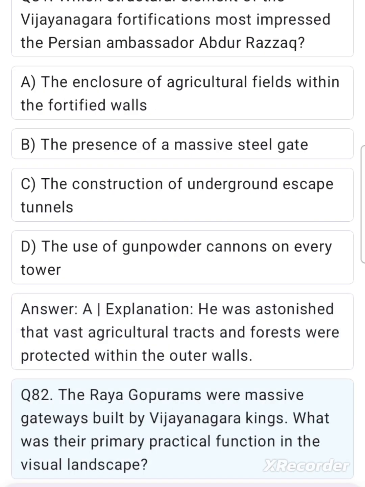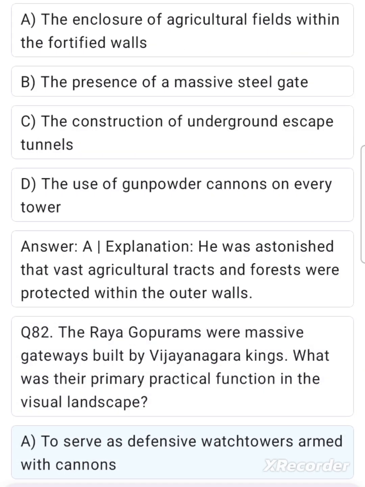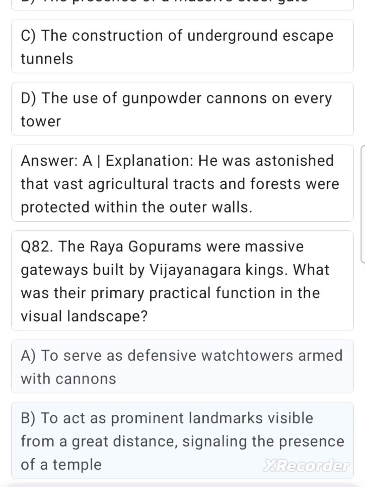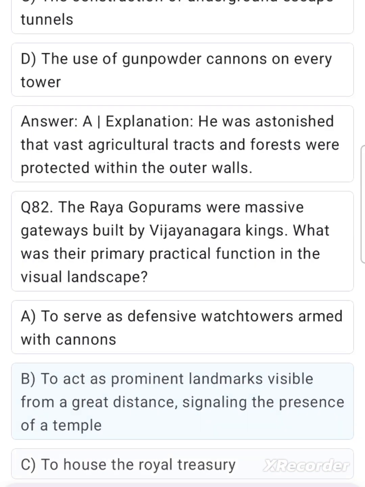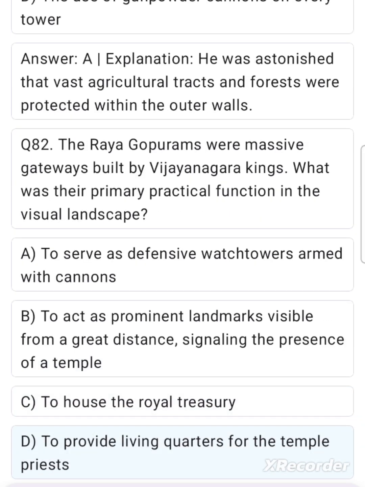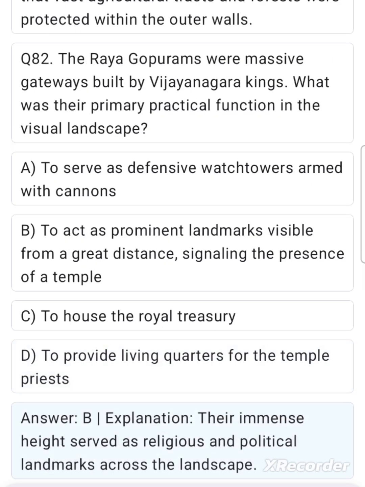The rear gopurams were massive gateways built by Vijayanagara kings. What was their primary practical function in the visual landscape? A. To serve as defensive watchtowers armed with cannons. B. To act as prominent landmarks visible from a great distance, signaling the presence of a temple. C. To house the royal treasury. D. To provide living quarters for the temple priests. Answer. B. Explanation. Their immense height served as religious and political landmarks across the landscape.